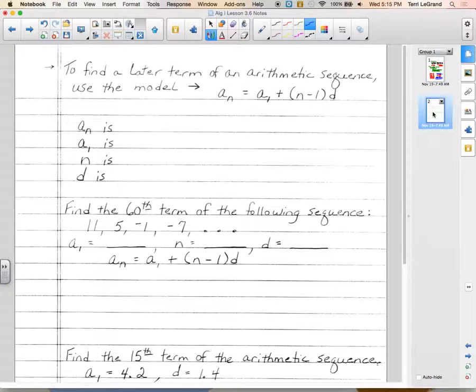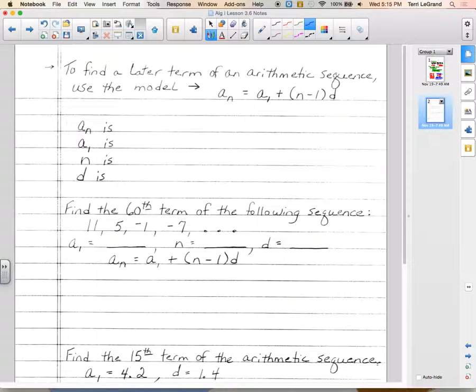To find a later term, one further down the road, remember what I said, what if I want you to find the 100th term? I don't think you want to keep doing what we were just doing, where we knew 4 terms, we found the next 4, so we were only up to 8. We don't want to do that another 92 times to find the 100th one. So how can we do it using a model?